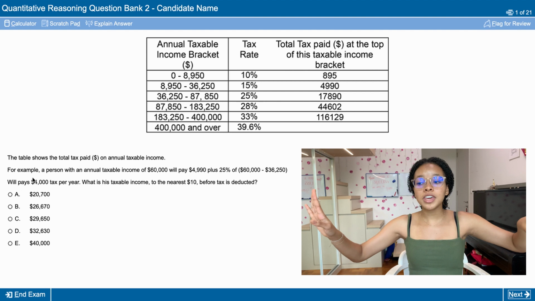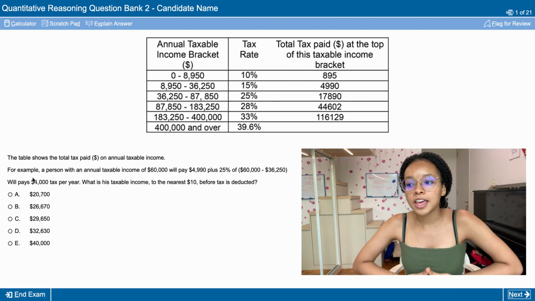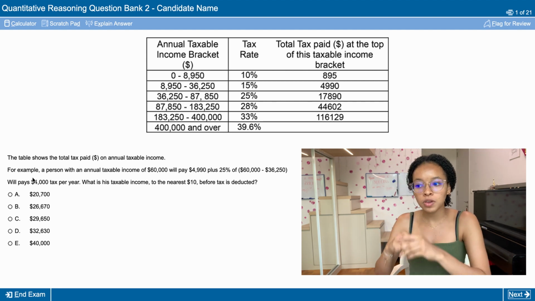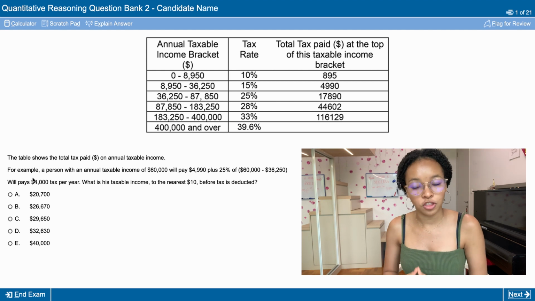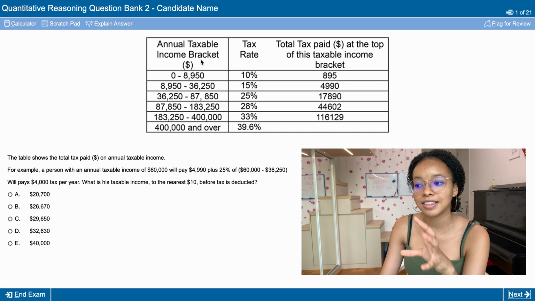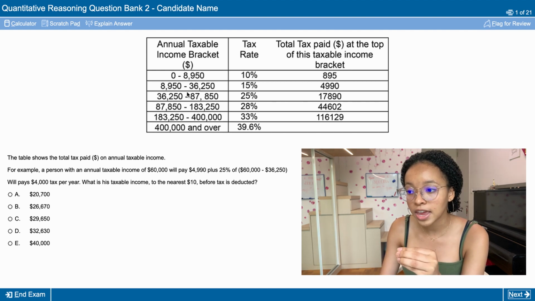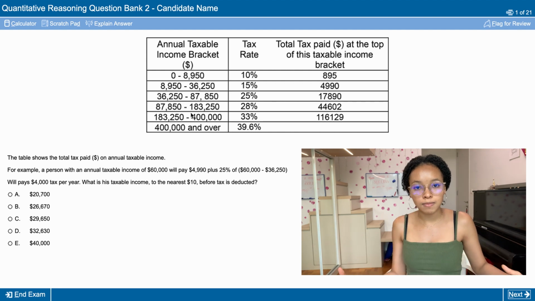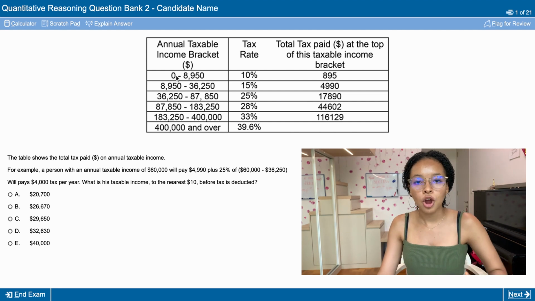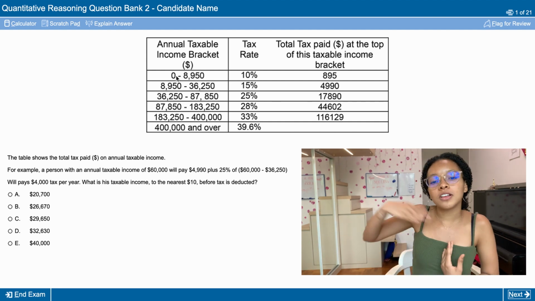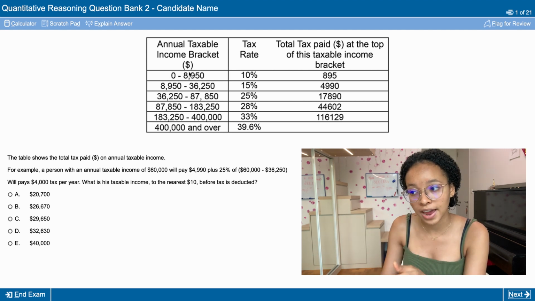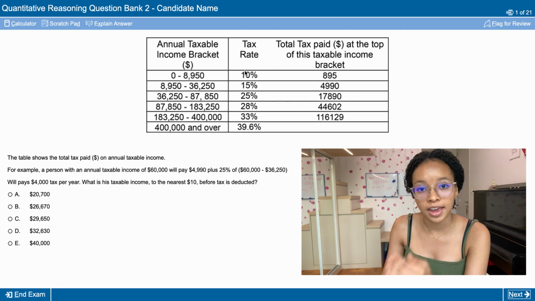So before we even start thinking about the question, let me explain to you guys how this table works and what the example means, because once we have this, it's going to be easier to actually answer the question. The first thing that we have to see in the table is the first column, which is the annual taxable income bracket. This is basically a list of income brackets, from this amount of money to this amount of money, that people can earn every single year. So the first income bracket is for people that earn from $0 up until $8,950, and if your annual income is within this bracket, then you have to pay a tax rate of 10%.